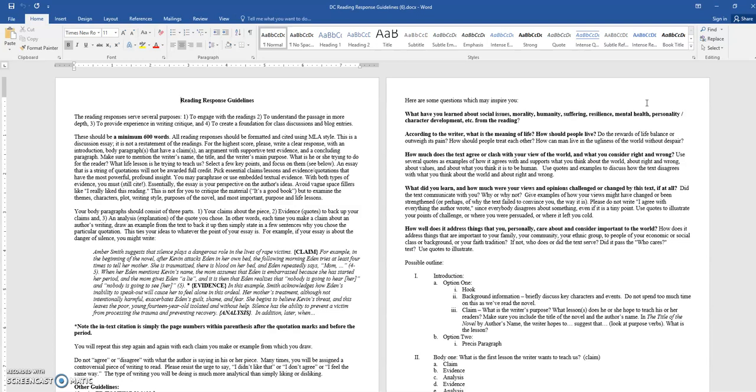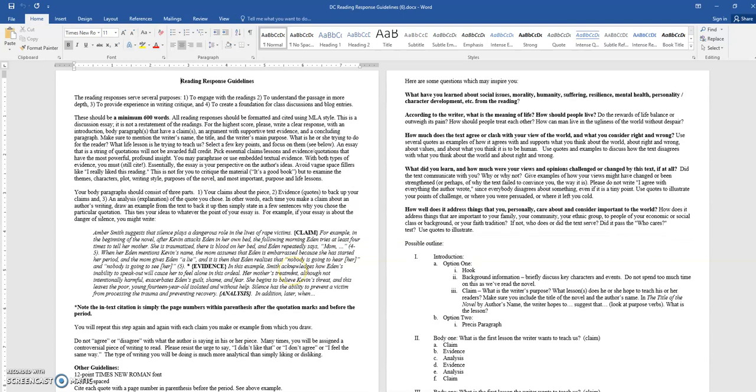What I want you to do with this is to analyze the passage. And your main goal is to figure out what the writer is trying to teach us. What message is he or she trying to give the readers? What's his purpose? What does he want us to do with the information or the story? Okay, and so this tells you that right here.